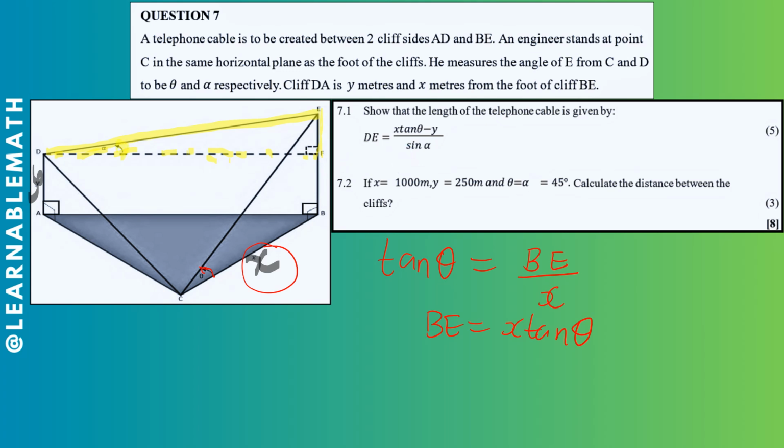Let me just delete this. I'll just write it again here. This is X tan theta. So you have something in relation to alpha there. Can you see? You have sine alpha. You need to ask yourself, what is sine alpha equal to in terms of all these variables that are here? So if you go and check tan alpha, let me use a different color.